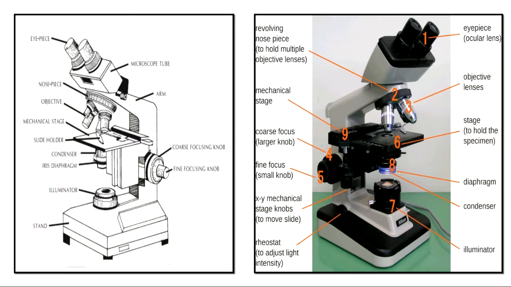6 is stage. Why is it used? To hold the specimen. 7, what is 7? 7 is illuminator. Illuminator, why is it used? It is the source of light. Then what is 8? It is the diaphragm or the condenser. And 9, it is mechanical stage. If you want to adjust left, right, you use 9, right? And then what is the use of rheostat? We will ask, name the part and why is it used? We'll put an arrow there. It is rheostat to adjust light intensity, right? And there are mechanical stage knobs also.